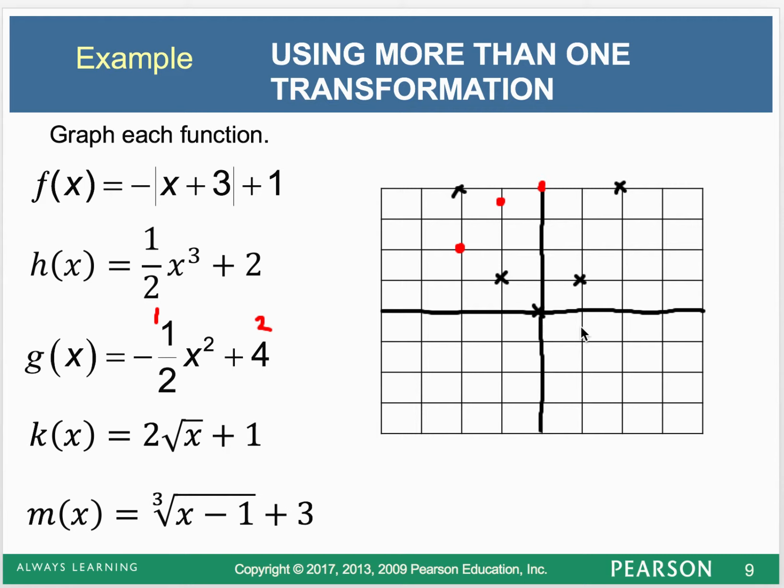This y value is 1. So negative 1/2 times 1 is negative 1/2. And then I need to add 4. 1, 2, 3, 4. Okay. This y value is 4. So if I multiply 4 by negative 1/2, that's negative 2. But then come up 4. 1, 2, 3, 4.